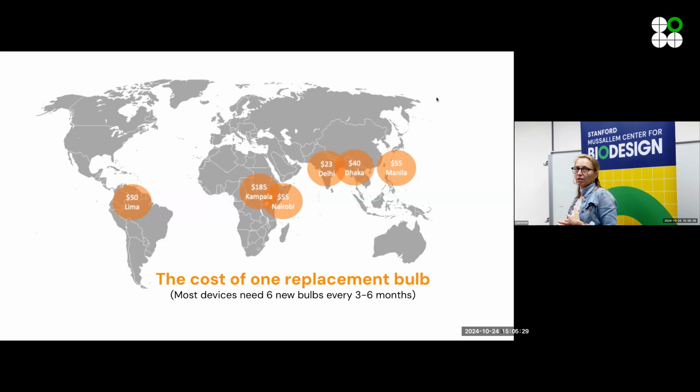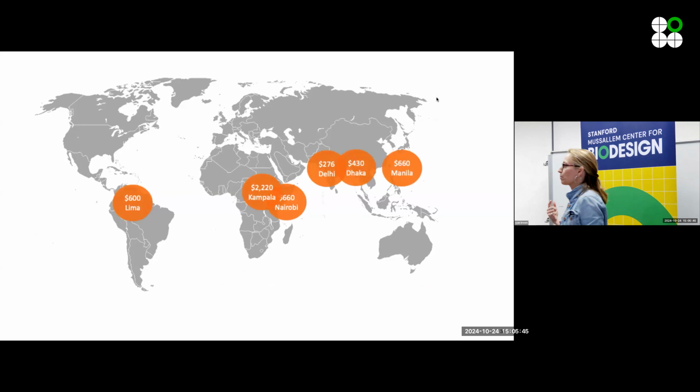What we also learned as we did our user and market research, and I usually just call it all user research because market is part of users, right, is that the cost of one bulb really varied. It would be $23 per bulb in Delhi to almost $200 in Kampala, Uganda. That becomes a big problem when you have 6 bulbs and you need to replace them every 3 to 6 months, right? So what do you have now? You have a high OpEx, right? Operating cost. So you're looking at over $2,000 in Kampala and almost $300 in Delhi.